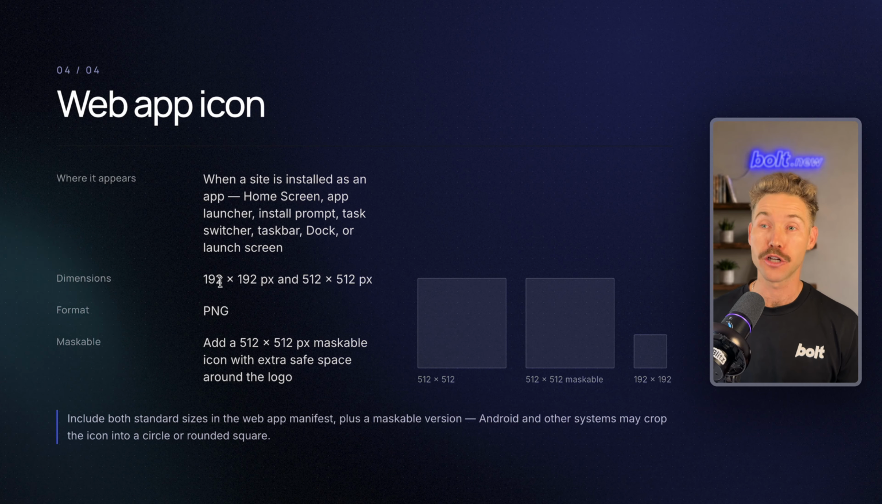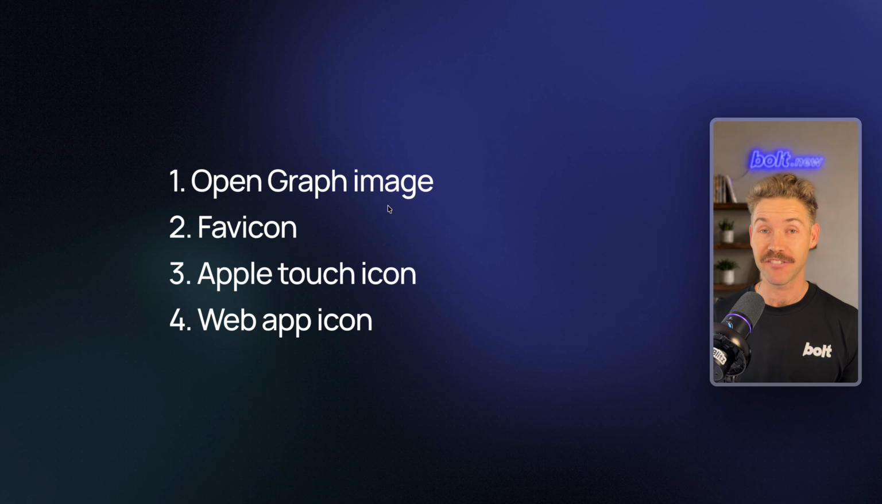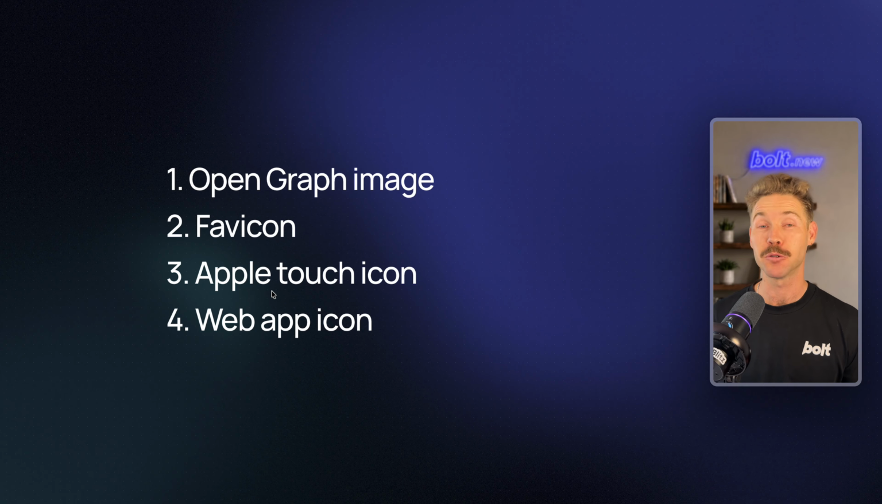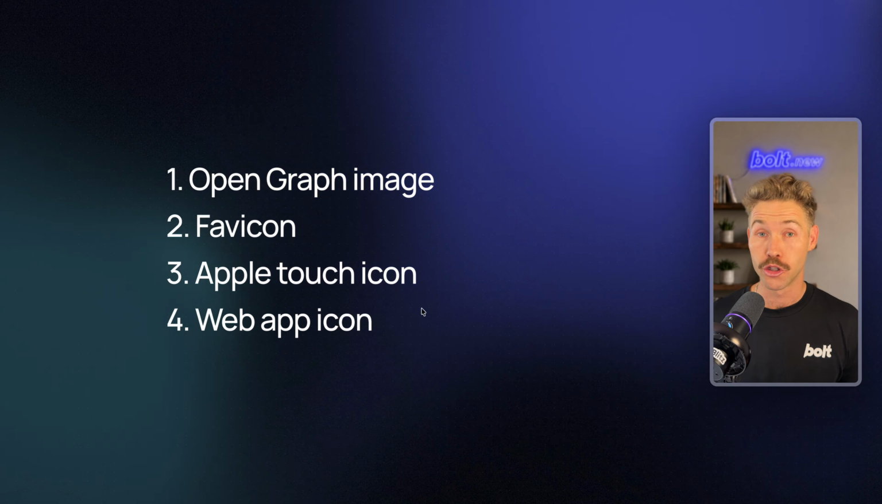So there we go. In today's video, we've covered an open graph image, favicons, Apple Touch icons, and web app icons. Don't forget to generate or upload these image assets when you're ready to publish your site. These are frequently viewed and public-facing images, so make sure to give them the attention that they deserve.